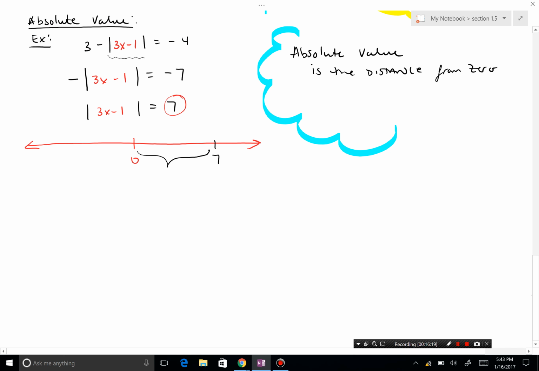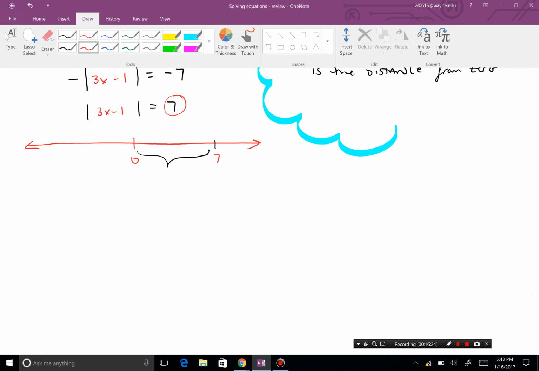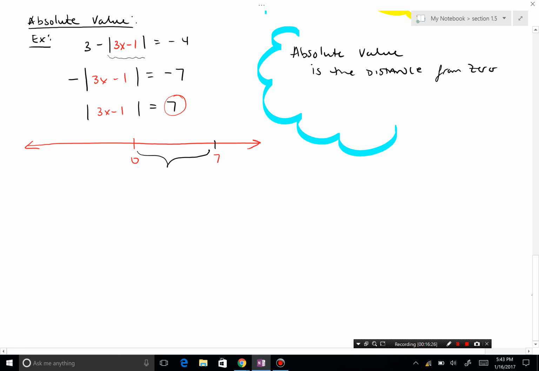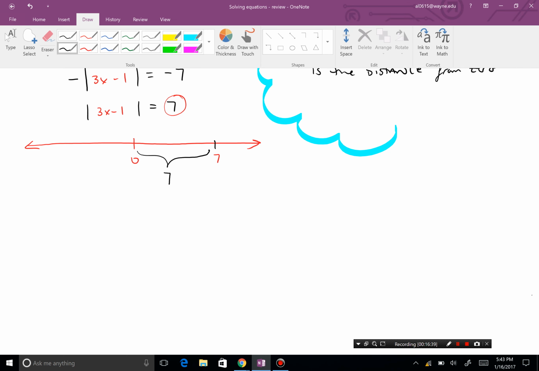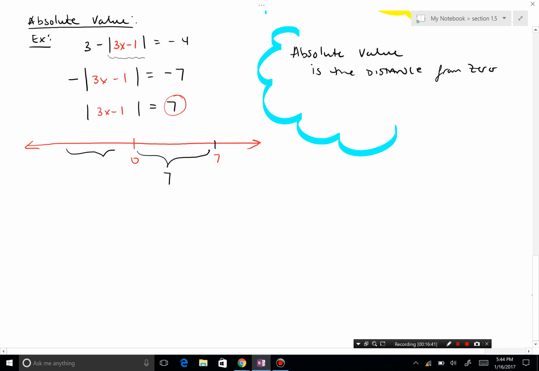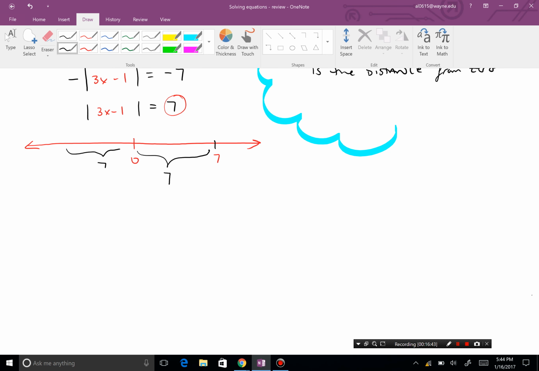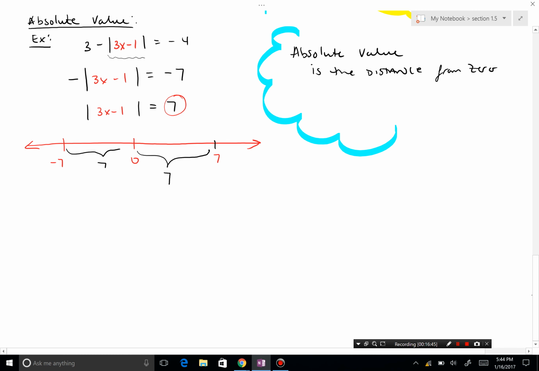It's not the same 7. This 7 is a distance. Distances have a start point and a stop point. So this distance is 7, and it just so happens that 7 lives here. Okay? Let's go 7 steps to the left. If I go 7 steps, who lives there? You're absolutely correct. It's negative 7.